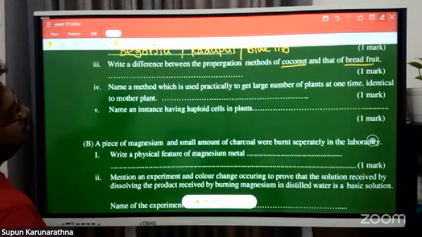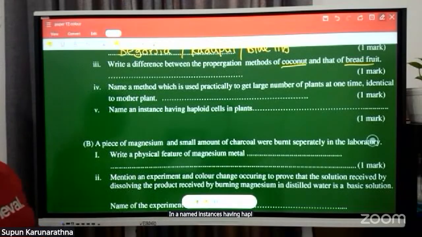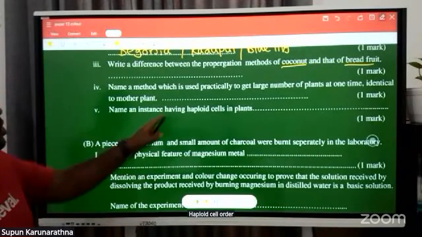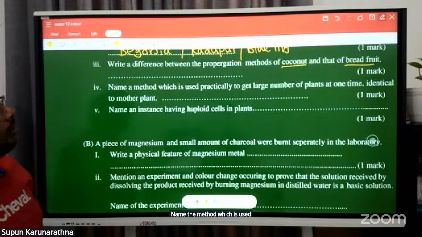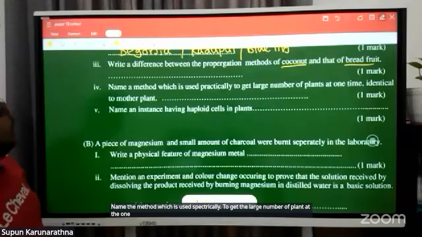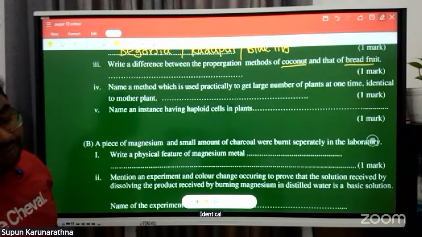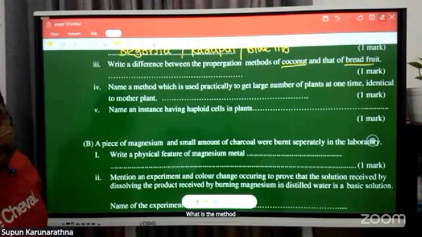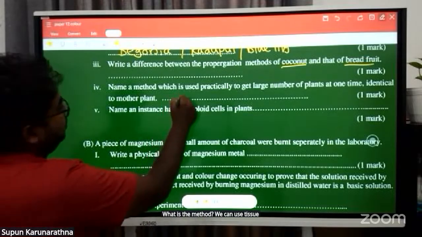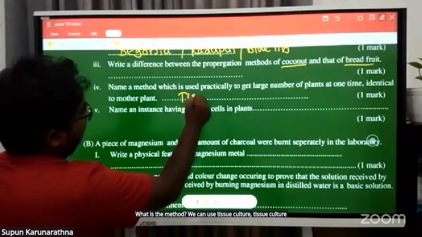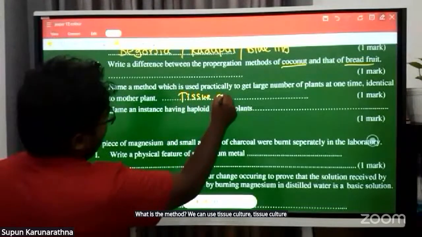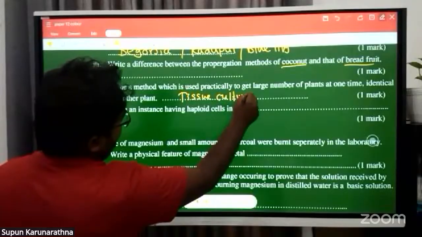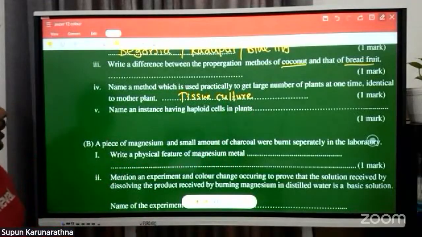හරි. ඊළඟට name the instances having haploid cell in plant. Next, name the method which is used practically to get a large number of plants at one time, identical to the mother plant. What is the method? We can use tissue culture. Tissue culture.